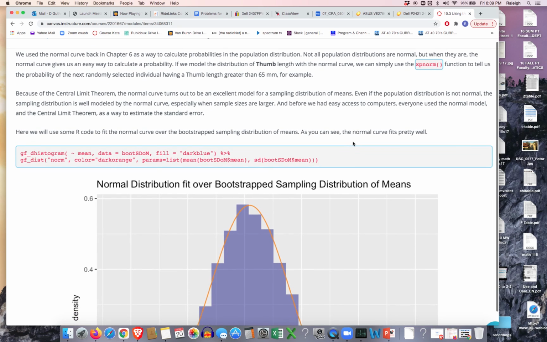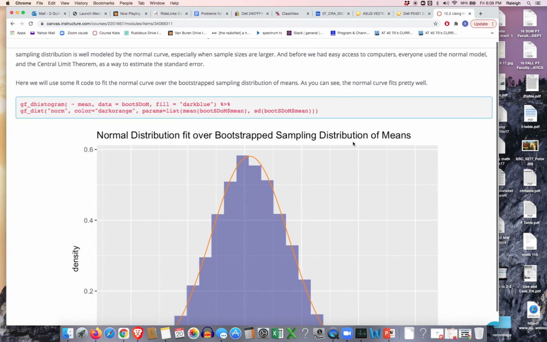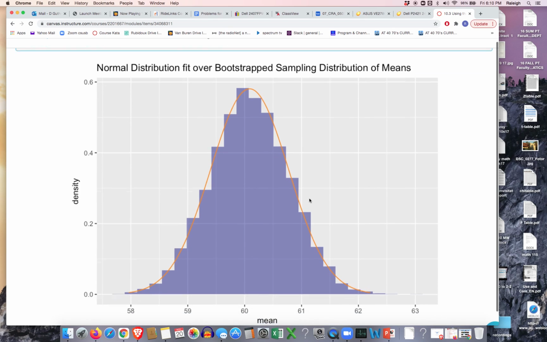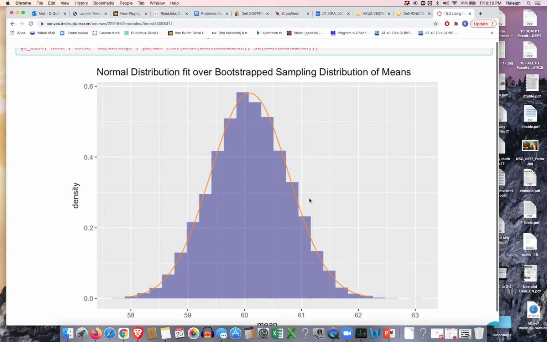And everybody would use it anyway before computers were easily used. So what they've done here with a couple of commands, the gf_histogram and gf_dist, with a couple of things that you can read at your leisure, they've taken the sampling distribution of means, which means that they sampled a bunch of them over and over again, found the means each time. We didn't spend a lot of time on that. That's found in chapter 9.